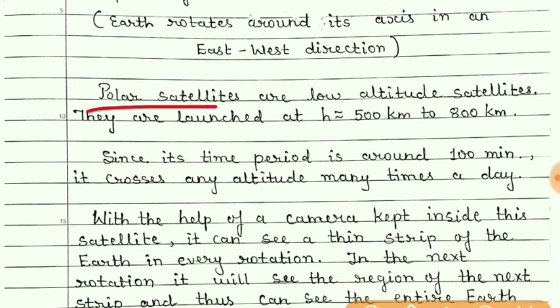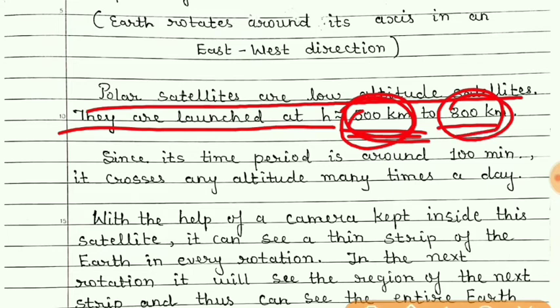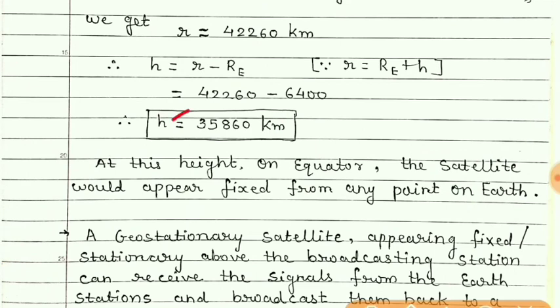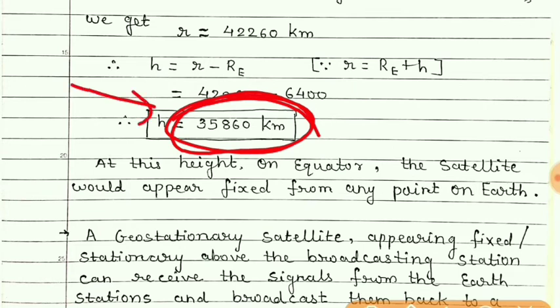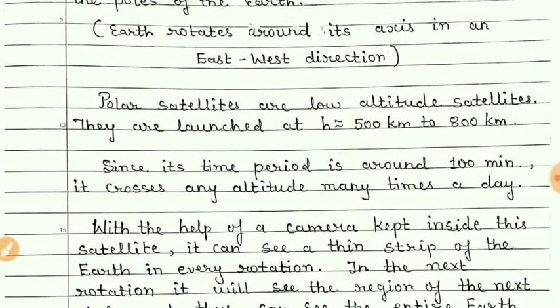Polar satellites are low altitude satellites. They are launched at a height of 500 km to 800 km. See the height from the surface of the Earth, it is only 500 km to 800 km. While the geostationary satellites' height was, see, 35,860 km. So they are very far away from the surface of the Earth, these geostationary satellites, while polar satellites are comparatively quite close to the surface of the Earth.